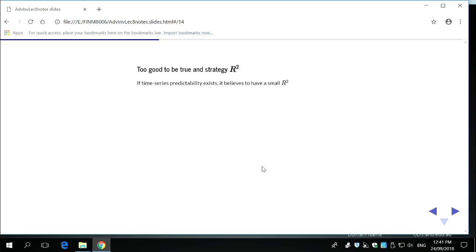One of the ways is to look at the R-square of the strategy. As we see at the beginning, all these predictive regressions have really, really low R-squares. But if a fund is claiming they have a really high R-square, that's too good to be true. That's something you should be aware of. Maybe these guys are cheating, not telling you the truth. Why is that?